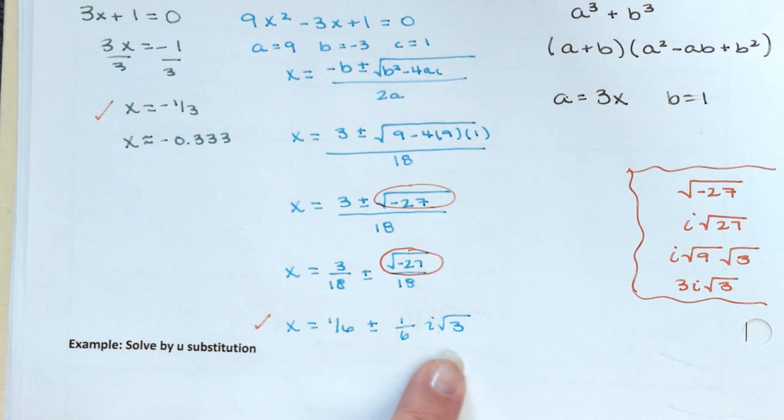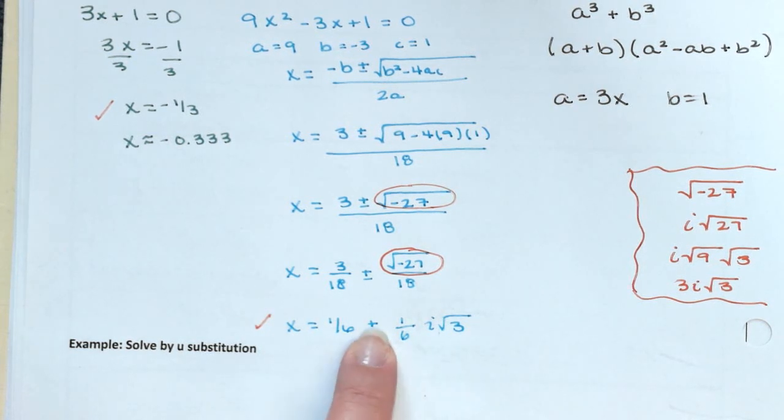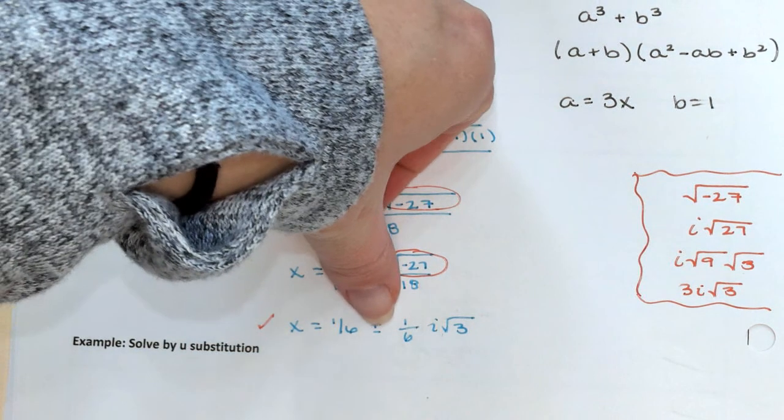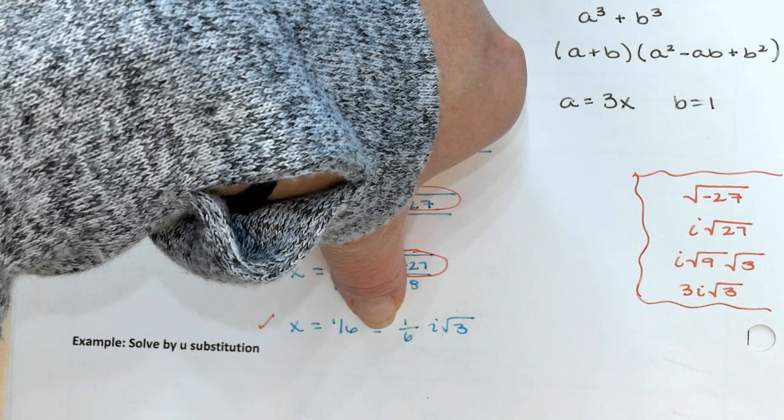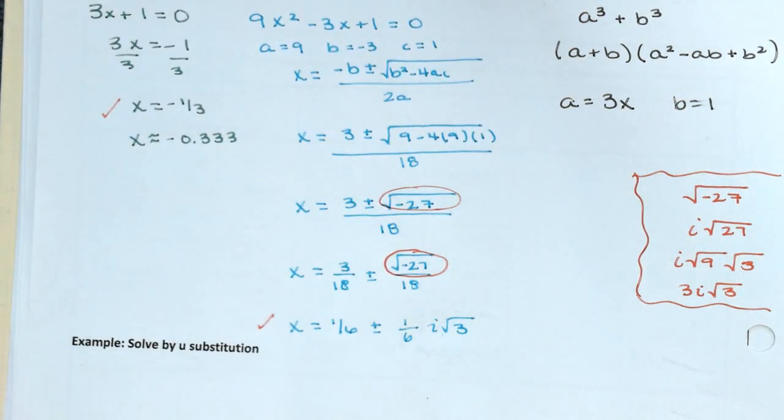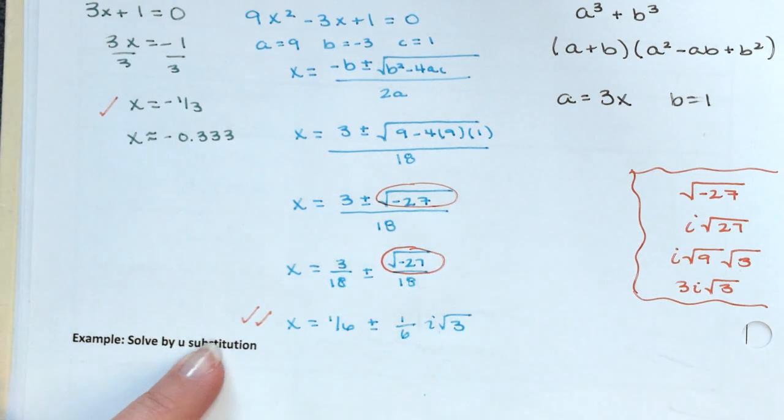What makes this 2 different solutions? Because it's plus or minus. The plus, that's one solution. I could rewrite this twice. I could write 1/6 plus 1/6i square roots of 3. And then I could rewrite it again and say 1/6 minus 1/6i square roots of 3. But I don't want to rewrite it twice, so I use a plus or minus and I'm good to go. Is that okay? So I actually have 3 solutions right now.